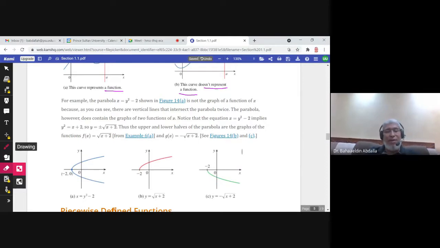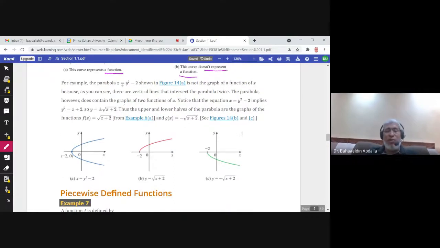For example, this parabola, x equals y squared minus 2. The graph of x equals y squared is like this, and minus 2 means you take it 2 units to the left. So this is the graph of x equals y squared minus 2. It's not a graph of a function because this vertical line intersects the graph in 2 points, because y has power 2.